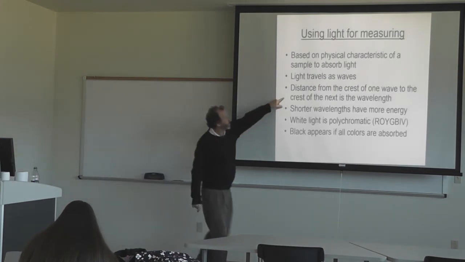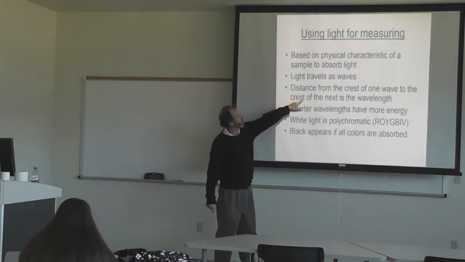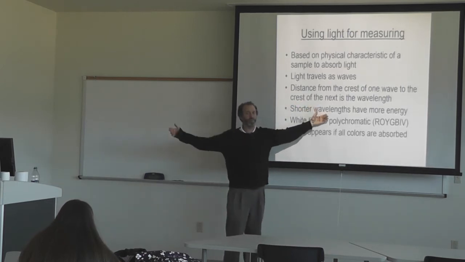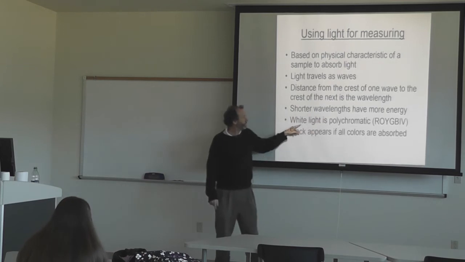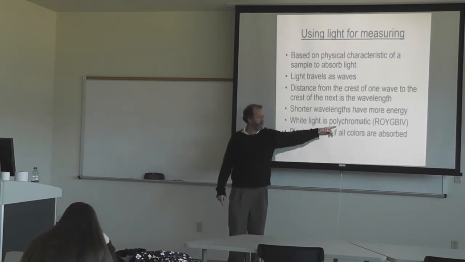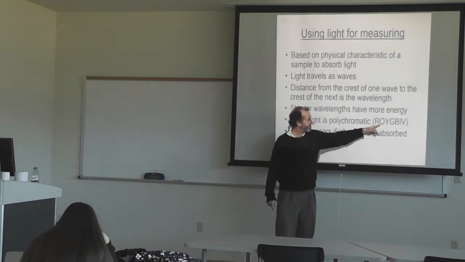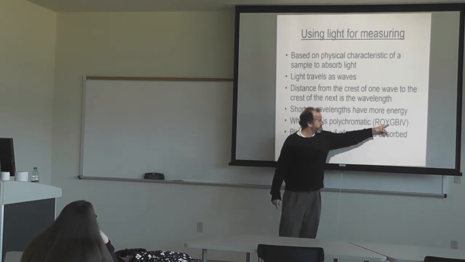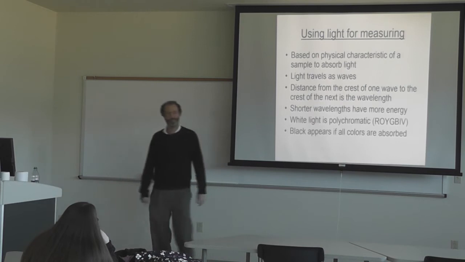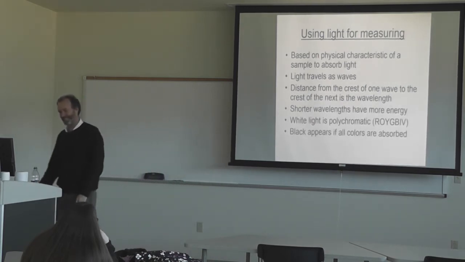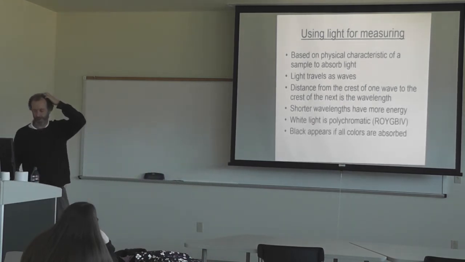So the distance from the crest of one wave to the crest of the next is the wavelength, right? This is simple stuff. Shorter wavelengths have more energy. White light is polychromatic, meaning it has all the light: red, orange, yellow, green, blue, indigo, violet. Black appears if all colors are absorbed.